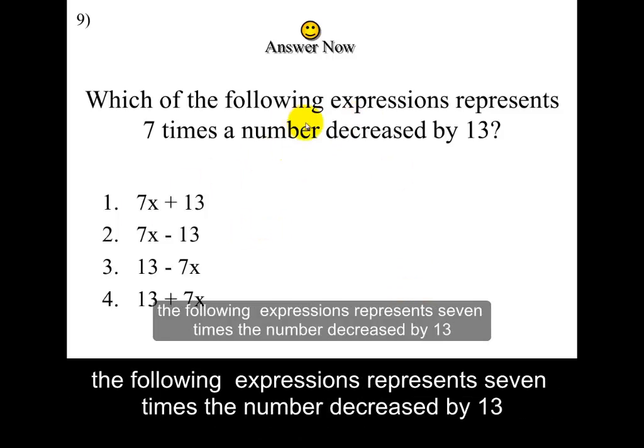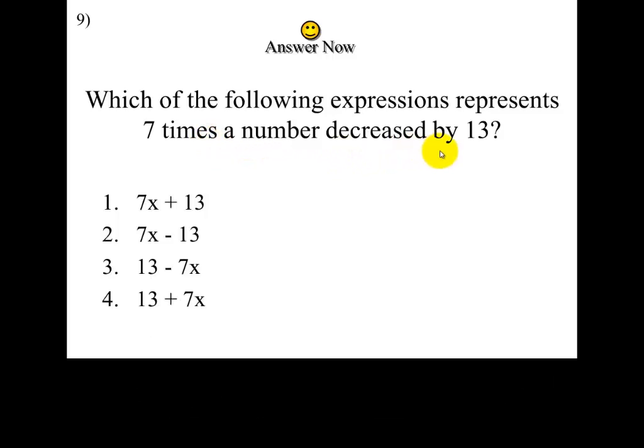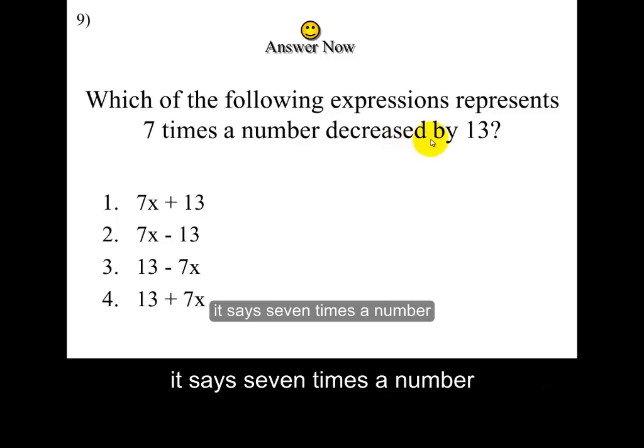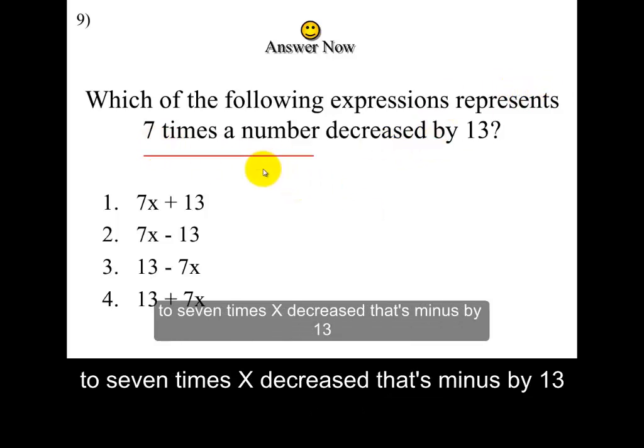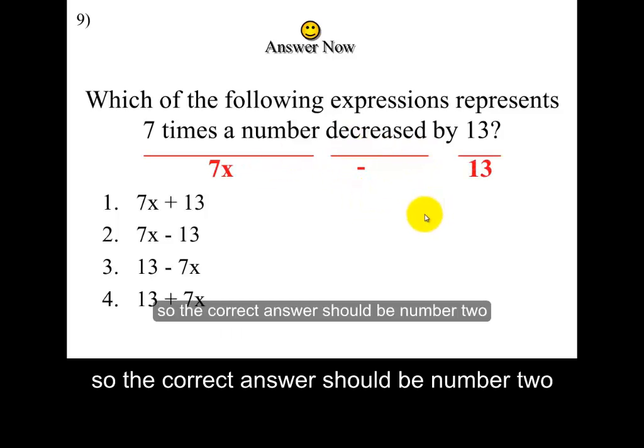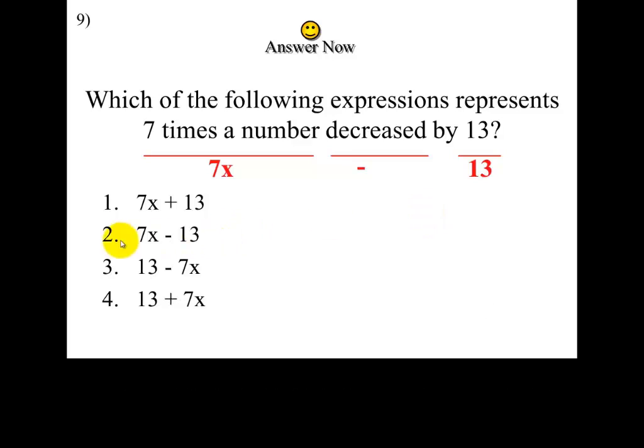Which of the following expressions represents 7 times a number decreased by 13? Remember, we have the operation decrease here. It says 7 times a number. So that's 7 times x. Decrease, that's minus, by 13. So the correct answer should be number 2.